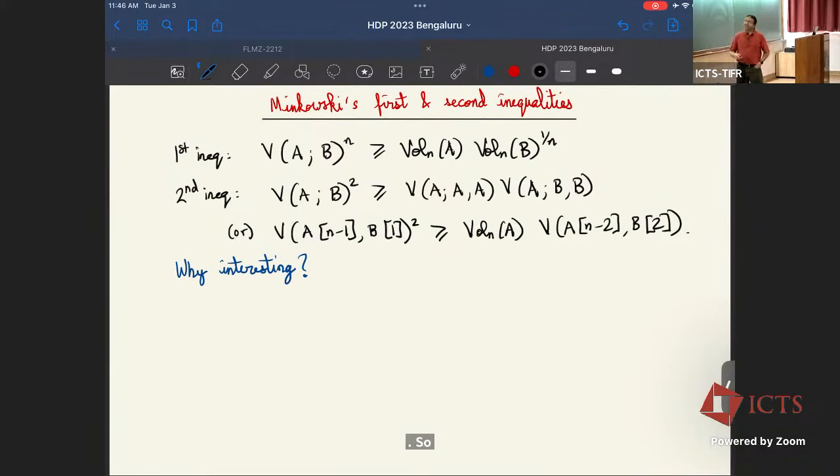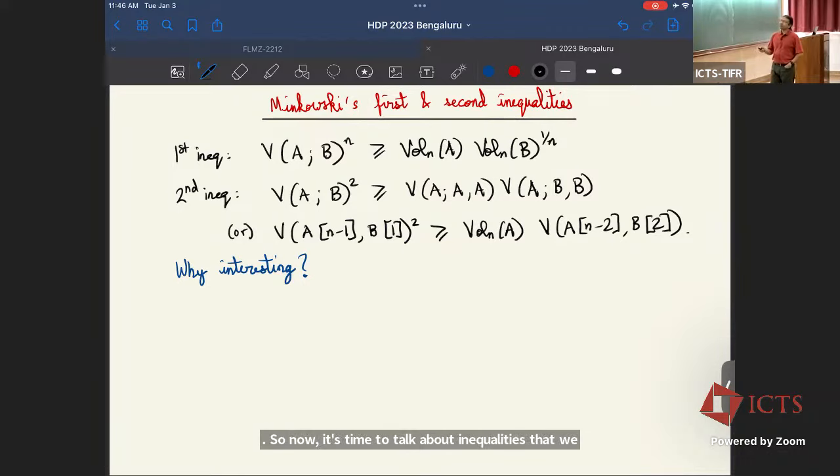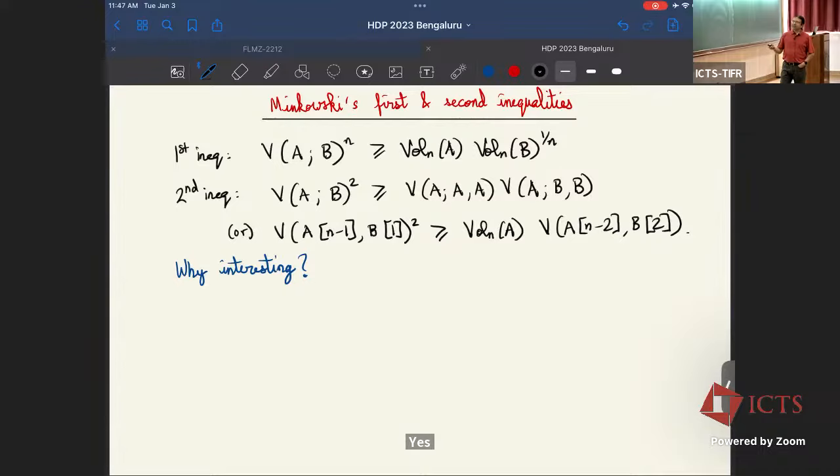Okay, all right. So now it's time to talk about inequalities that we have for these mixed volumes. These are called Minkowski's first and second inequalities. Minkowski's first inequality is a lower bound for the mixed volume of A with B, with n minus one copies of A and one copy of B, in terms of the volumes of A and B. And Minkowski's second inequality is this inequality here, where you have n minus one copies of A and one copy of B, here you have n minus two copies of A and two copies of B, right? And here you just have n copies of A basically, which means you're looking at the volume, right? So this is another way of writing it.